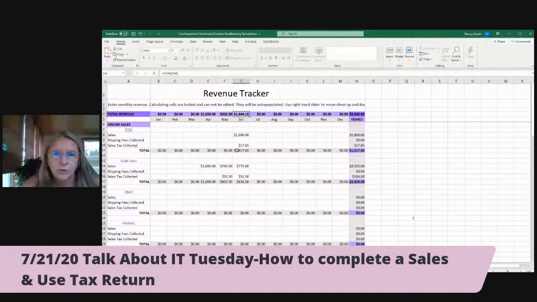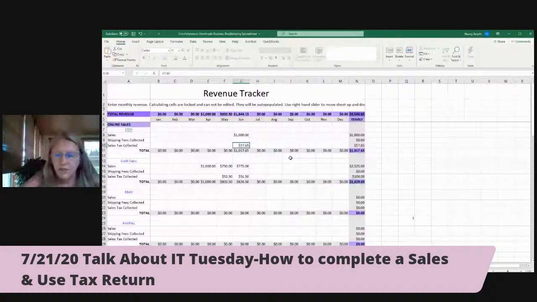It does not belong included in your revenue. Okay. Now, to show you what I mean, watch this column for June. Right now it says I have total revenue of $1844.15. I'm going to take out the $1765 in sales tax collected.